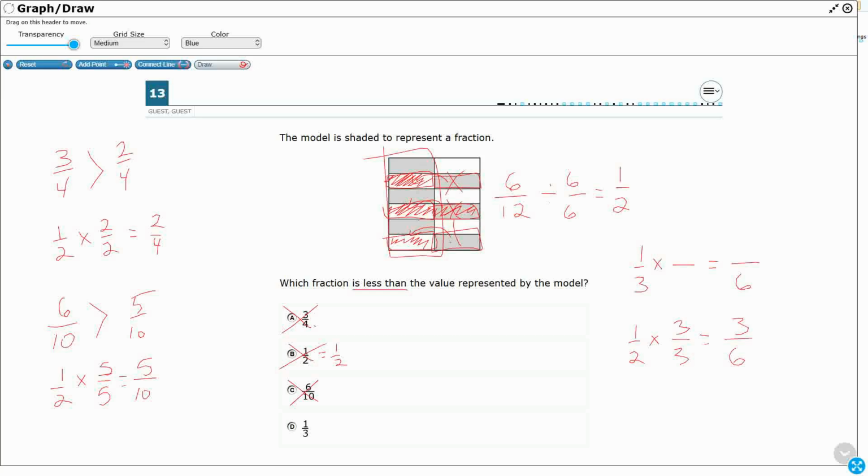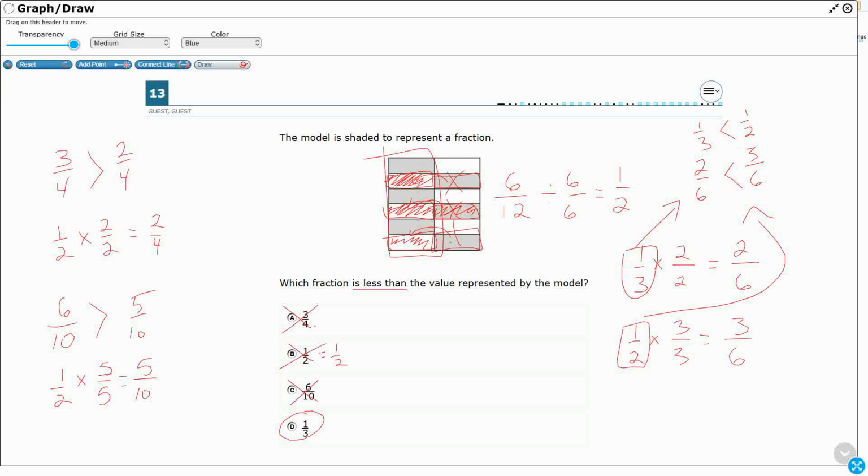3 times what equals 6? That's 2. You want the same number, 2/2. So 1 times 2 equals 2. Now, look at this. My 2/6 is less than my 3/6. And remember, my 2/6 is my 1/3, and my 3/6 is my 1/2. So I can say my 1/3 is less than 1/2. So that is going to be my answer. That is one way we can look at it.